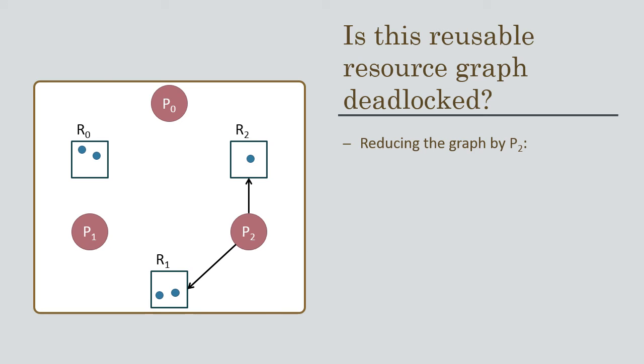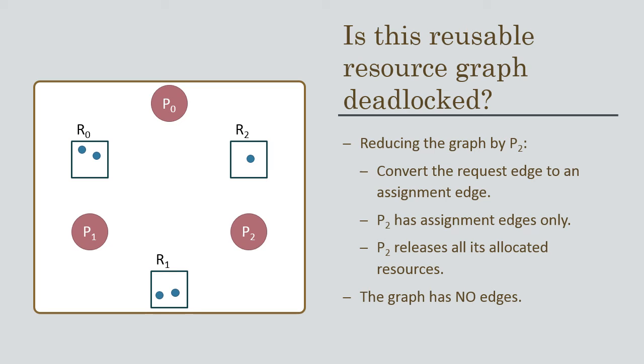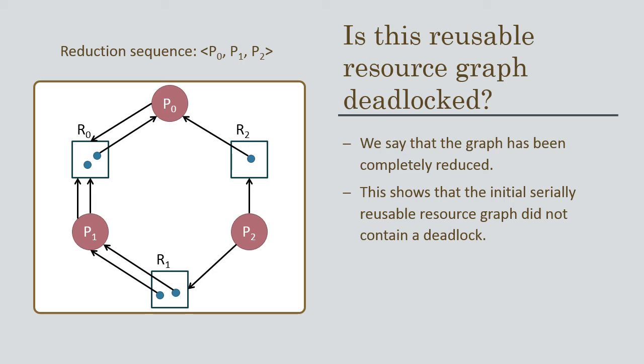Reducing the graph by P2. Convert the request edge to an assignment edge. P2 has assignment edges only. P2 releases all its allocated resources. The graph has no edges. We say that the graph has been completely reduced. This shows that the initial serially reusable resource graph did not contain a deadlock. The reduction sequence of this initial resource graph is P0, P1, and then P2.